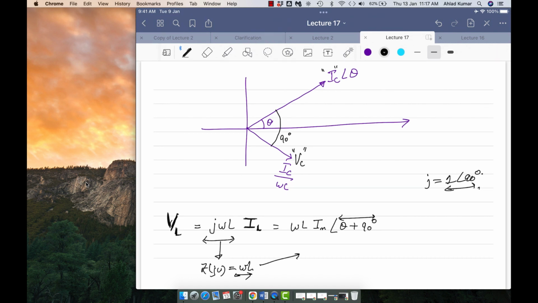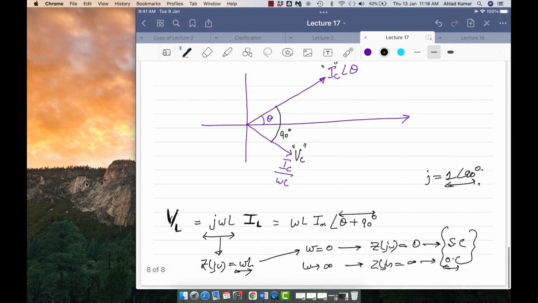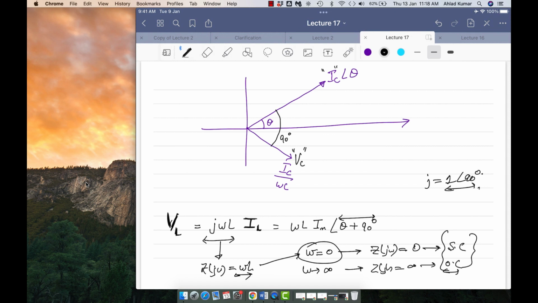So in case of inductance, if it's a DC value, then what is the impedance? It's 0 and it is a short circuit. And if omega is infinity, Z(j omega) will be infinity. What does it mean? Open circuit. So it's opposite to the case of capacitors. Whatever the capacitor is doing, the inductor is doing the opposite in the extreme situations, omega equal to 0 and omega equal to infinity. And in between the two, whatever value you take, both will play their role.